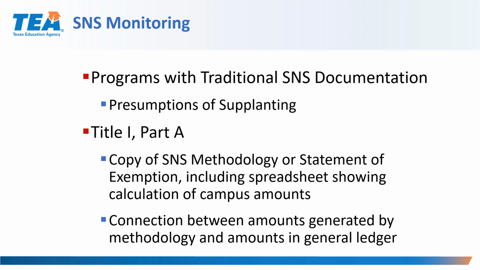When auditors are monitoring federal programs with traditional supplement not supplant documentation requirements, they will be applying the presumptions of supplanting. When auditors are monitoring the Title I Part A supplement not supplant requirements, they will be looking for the LEA's written supplement not supplant methodology or statement of exemption. If the LEA is required to have an SNS methodology, the auditors will also be looking for a connection between the state and local allocation amounts generated by the methodology and the amounts actually allocated to campuses in the general ledger.